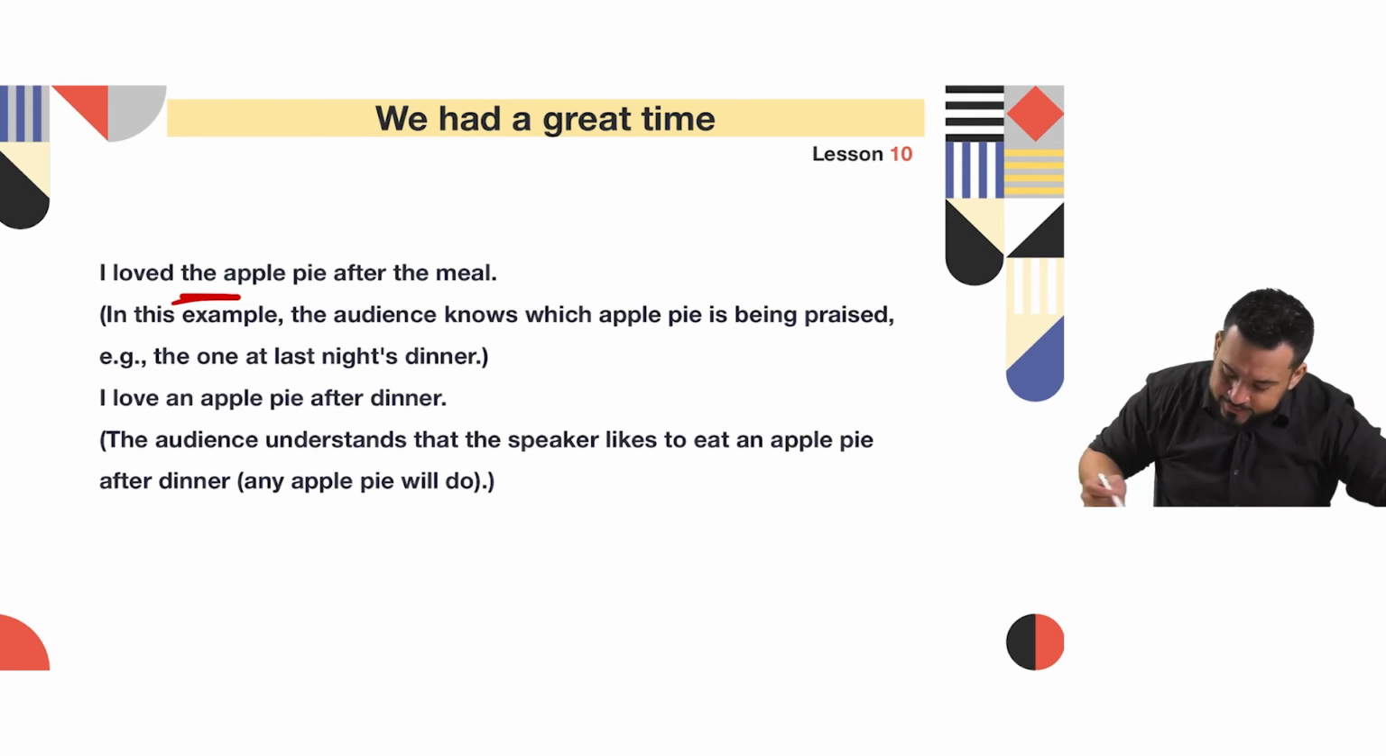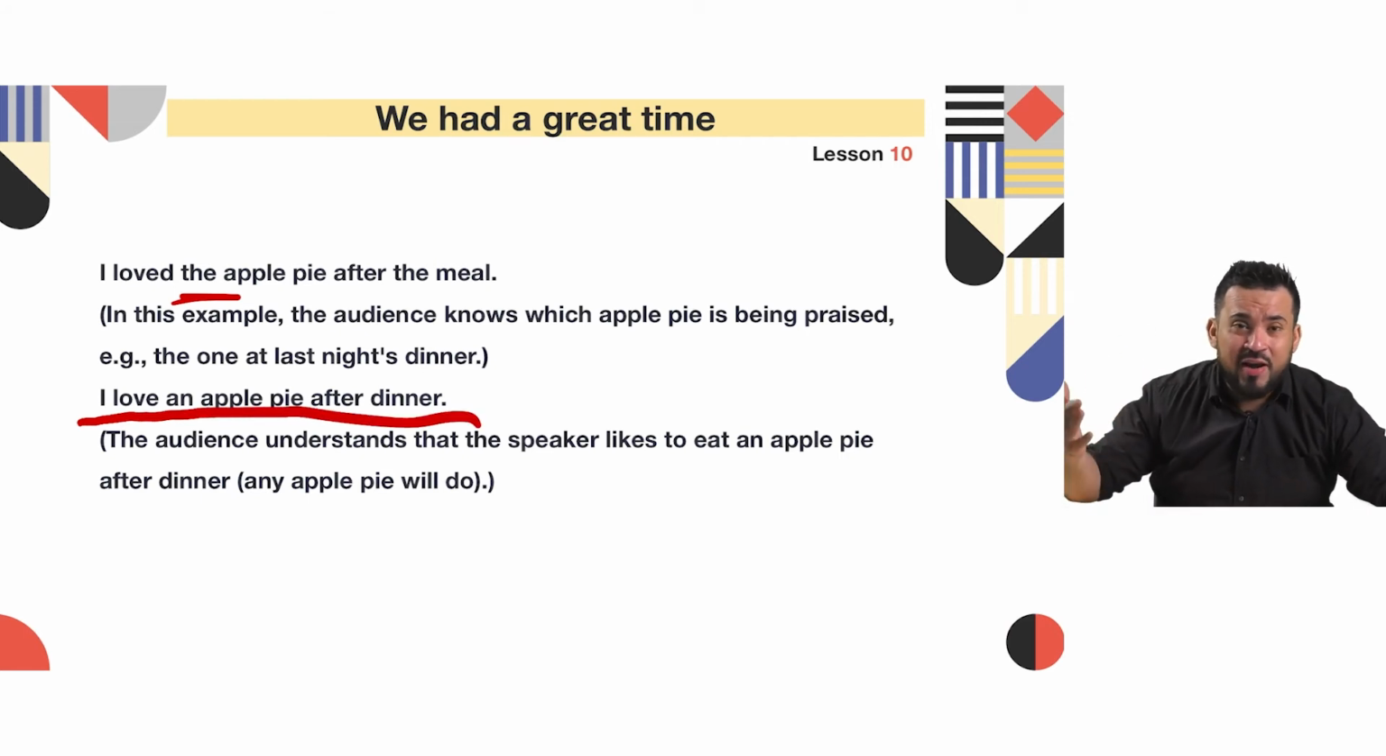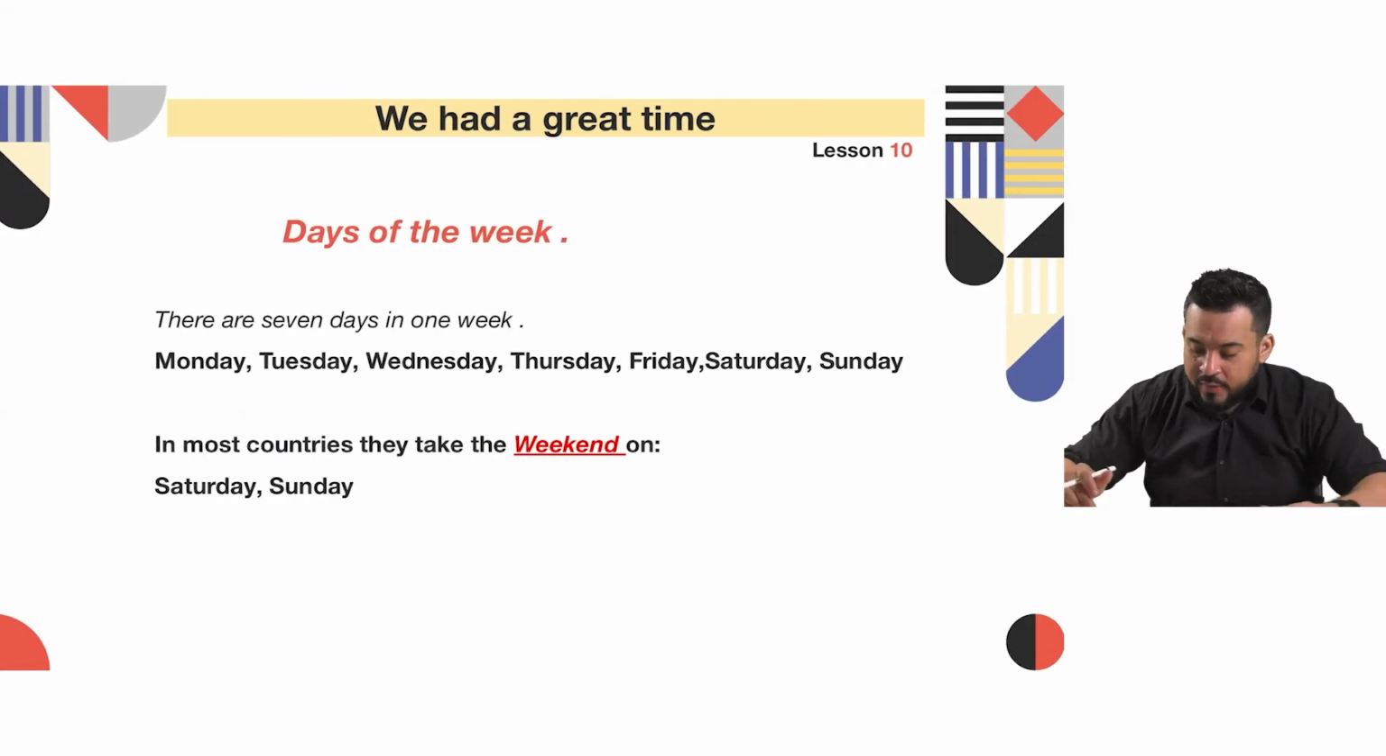So, let's see. I love an apple pie after dinner. That means after dinner, I love to have an apple pie. Any apple pie from any place made by anyone. I love to have an apple pie after dinner. We're talking in general. All right. I hope the articles are clear.